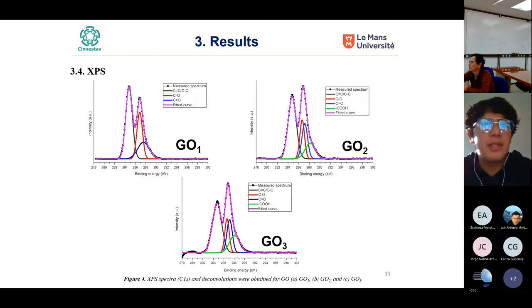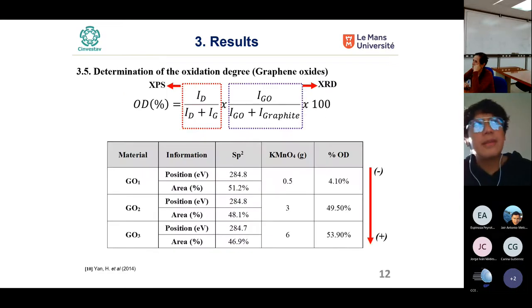When we did the convolutions in these different materials, it was possible to observe the presence of epoxide, carbonyl and carboxyl groups, and that is a signal that we are correctly incorporating different functional groups into this material. So these characterizations, XPS and XRD, help us to know the level of oxidation in our material. There's an equation, which we can see in this slide, that is important to obtain the level of oxidation in this material.